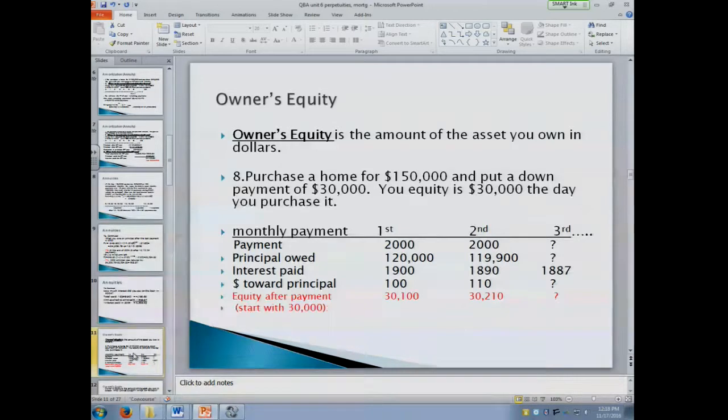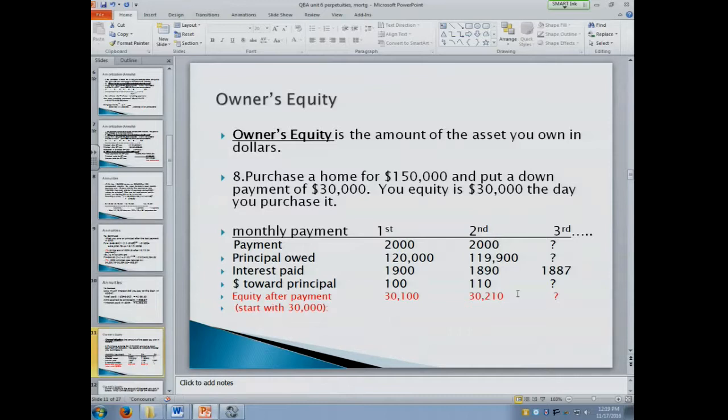Now, owner's equity. We briefly talked about that. Owner's equity is the amount of asset you own in dollars. Okay? When we bought that $100,000 house and we put $5,000 down, you had $5,000 in equity. However, as you make payments, your equity is going to increase. You're paying off the mortgage. You own more of the house. The bank owns less of the house. And that's called an amortization schedule.